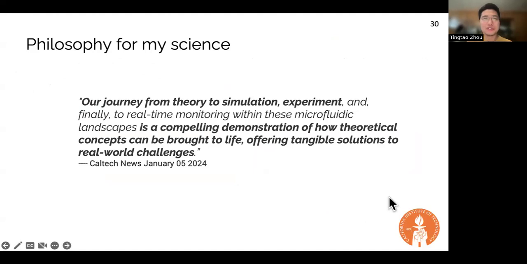Okay, so just some final remarks before I finish. This is a quote from the Caltech News on our catheter experiments, which I really like. I think that's what I want to do for my scientific career. Basically, we want to go all the way from theory to simulation and experiments to make some real world impacts, right?